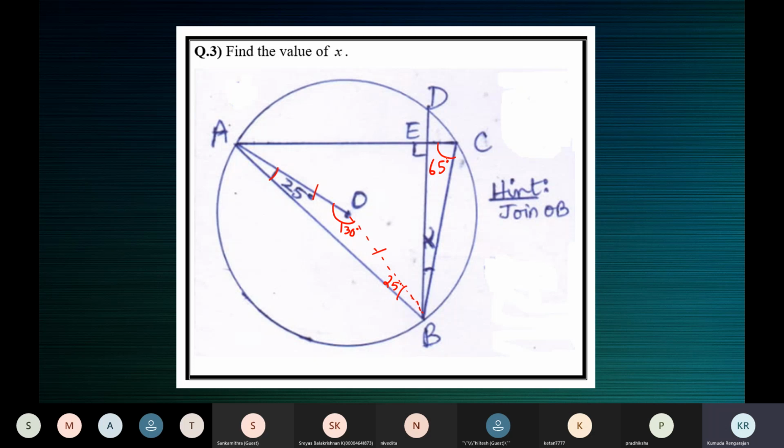Without finding BEC, children, how will you connect 65 degrees, x, and 90 degrees outside the triangle? Exterior angle will be sum of all alternate interior angle, ma'am. Not alternate, interior opposite angles.